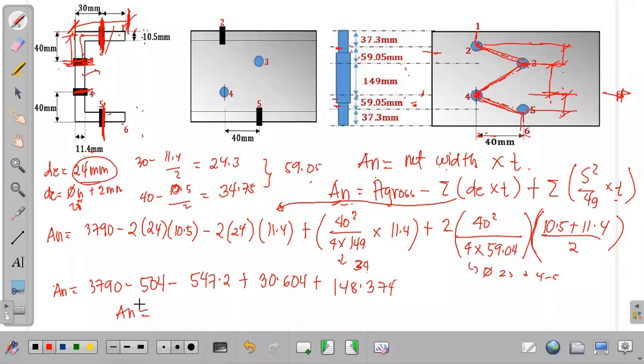AN is equal to 2917.778, ma'am. So 2917.778 mm square. So ito na yung sagot natin for problem number 2.